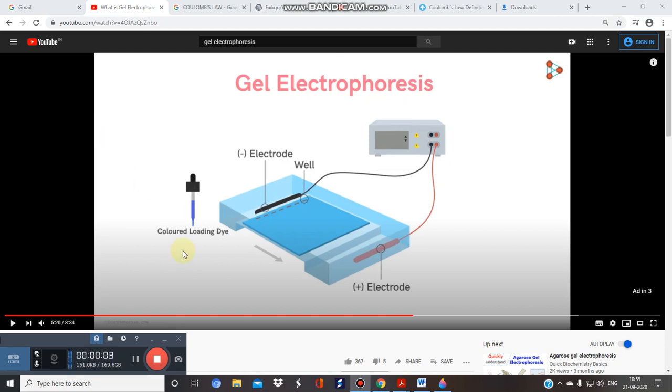I welcome you all to the part 2 video of electrophoresis. So far we have covered some of the important aspects of electrophoresis. We have seen Coulomb's law that is applied in electrophoresis, and we are currently doing the gel electrophoresis portion, and with the help of this we will be able to understand the whole electrophoresis phenomenon. Let me recall a bit. I request you to watch the previous video first and then watch this video.